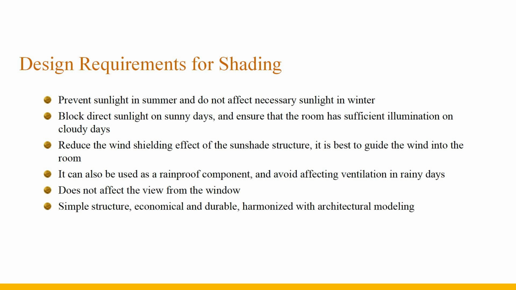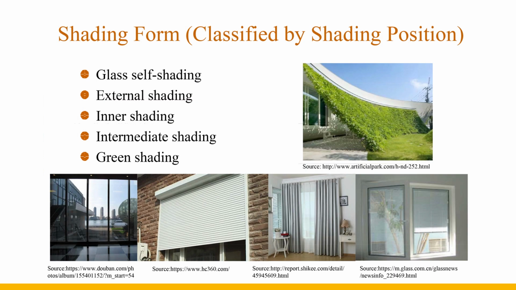Fifth, it cannot block the view from the outside. Sixth, the structure should be simple, economical, and durable, and be in harmony with the architectural shape. According to the shading position, the shading forms can be divided into 5 types: glass self-shading, external shading, internal shading, intermediate shading, and green shading.